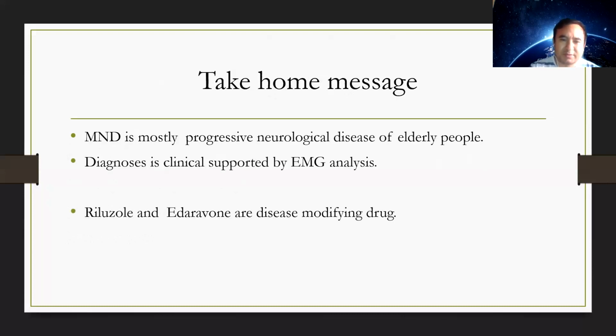So the take-home message is that MND is mostly a progressive neurological disease of elderly people, where they can have features of both UMN and LMN. The diagnosis is usually clinical. We have to show evidence of involvement of the UMN and LMN in at least 3 spinal segments, usually supported by EMG analysis, where we can see fibrillations, fasciculations, sharp waves, and reduced interference pattern. And riluzole and idaribin are disease-modifying drugs for MND.